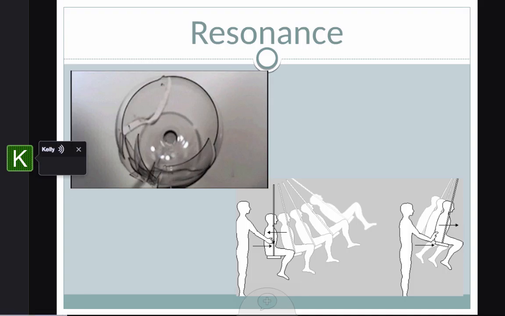Resonance is a phenomenon that occurs if you drive an oscillator at its natural frequency. For example, if a singer sings at the same natural frequency as a wine glass, the glass will vibrate until it shatters. Another example of resonance would be someone pumping their legs on a swing to swing higher, while they actually match the frequency of the swing.